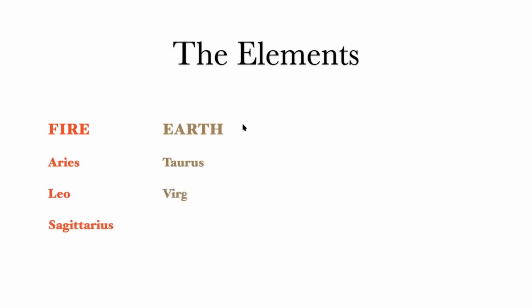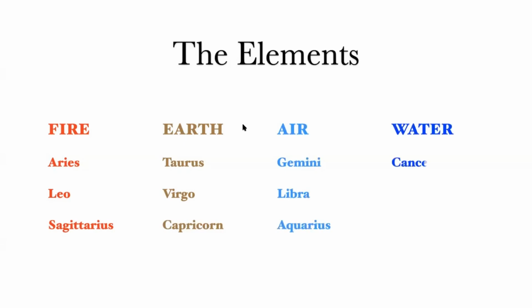Each sign of the zodiac relates to one of the 4 elements, which means you have 3 signs related to each element. As you're seeing on your screen, fire is Aries, Leo, and Sagittarius. Earth is Taurus, Virgo, and Capricorn. Air is Gemini, Libra, and Aquarius. And water is the signs of Cancer, Scorpio, and Pisces.